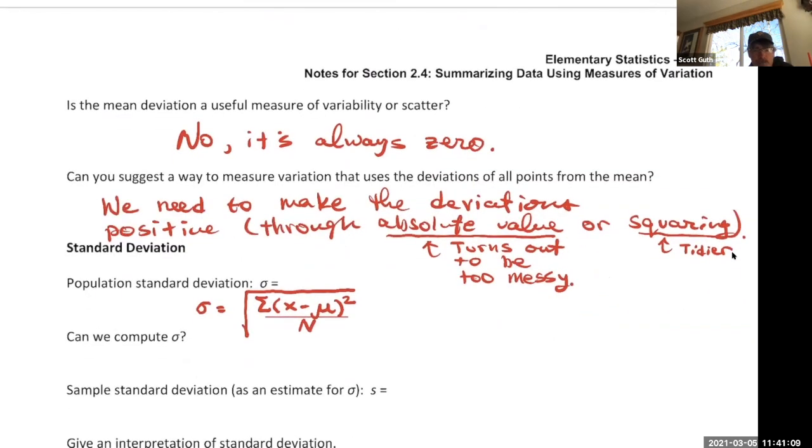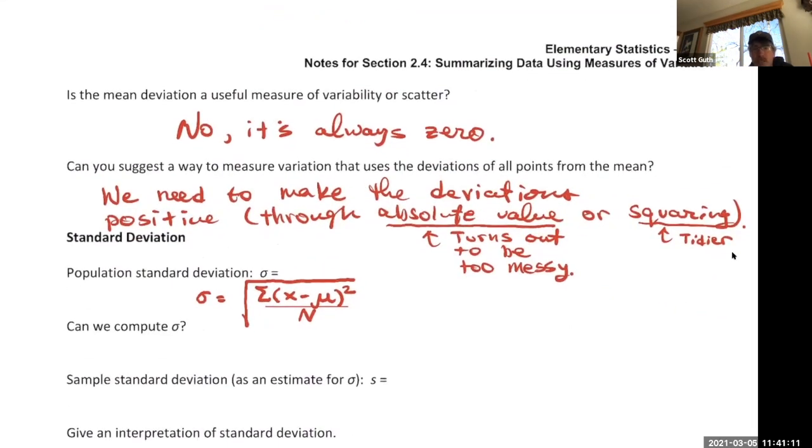There's more to say obviously here. We won't compute standard deviations by hand because it's a pretty drawn out computation.